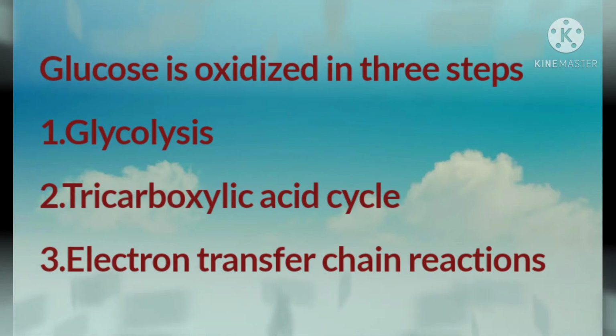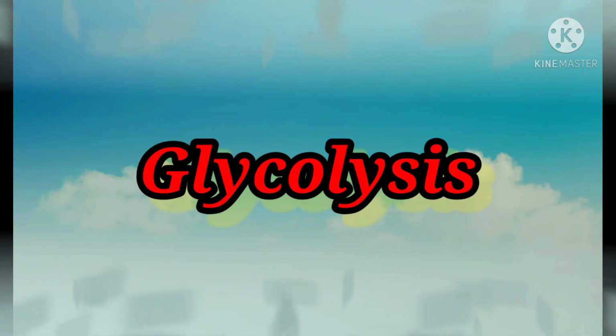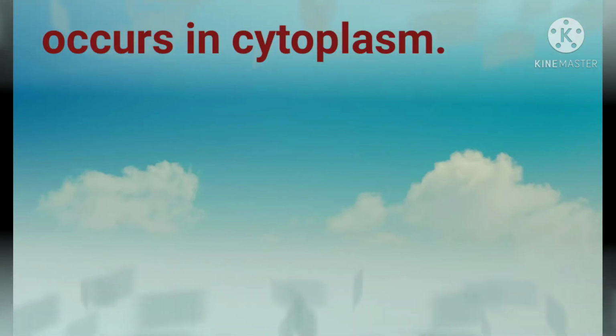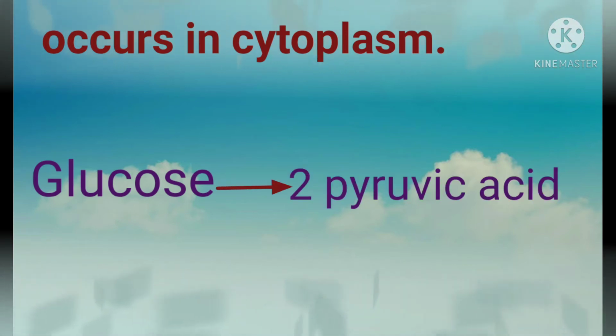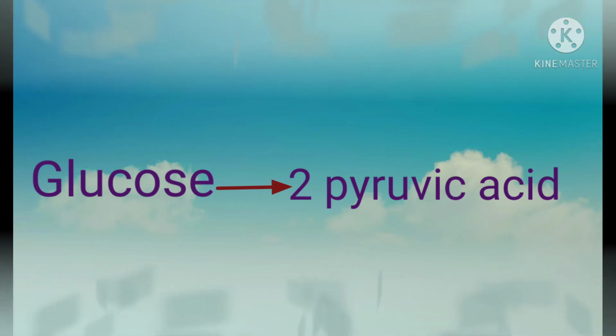In aerobic respiration, the first step is glycolysis. The process of glycolysis occurs in cytoplasm. A molecule of glucose is oxidized step by step in this process and two molecules of pyruvic acid are produced from this glucose molecule.